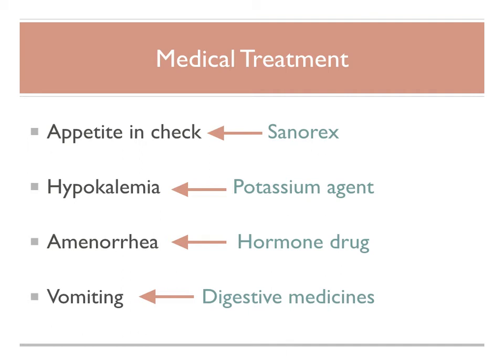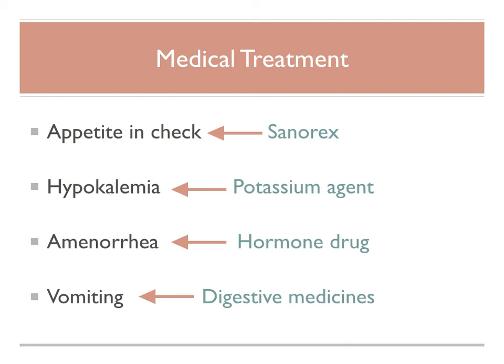I prescribe medical treatment for each symptom. For example, the medicine holding an appetite in check is Sanorex. A medicine for hypokalemia is a potassium agent. For amenorrhea in a woman, it is a hormone drug. I prescribe digestive medicines for vomiting.